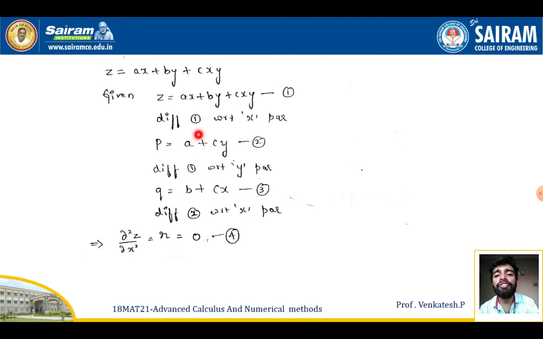If I differentiate equation number 1 with respect to y, I'll get q is equal to b plus cx. Call it equation number 3. So here I could not eliminate the constant c. Only a and b I can try to eliminate, but c I could not eliminate.